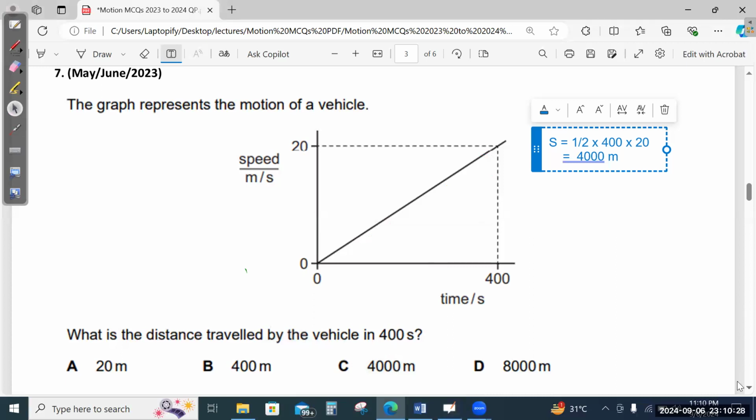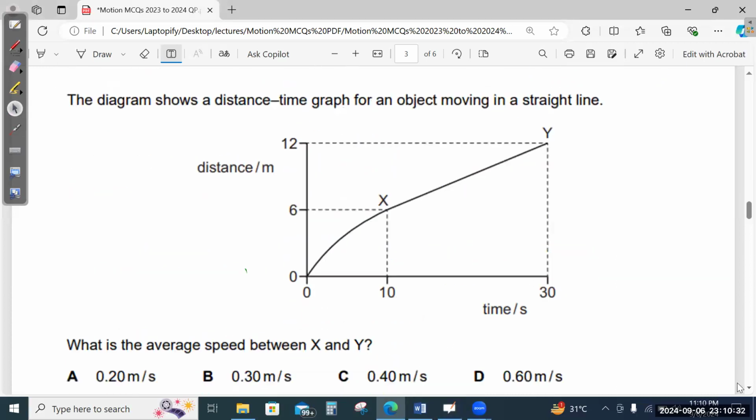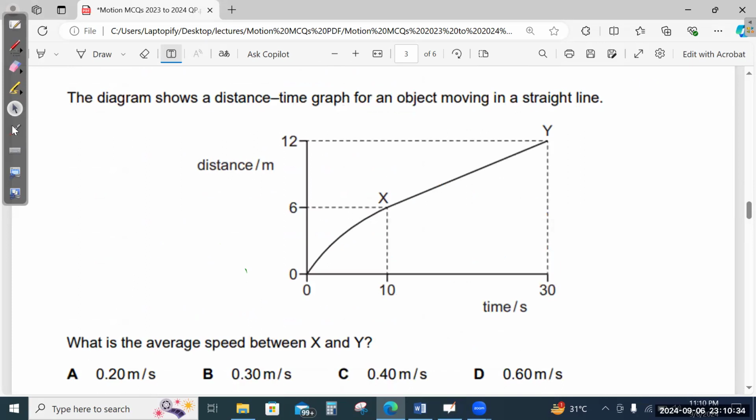Question number 8. Question number 8 is a very simple question. The diagram shows a distance time graph for an object moving in a straight line. If a body is moving in a straight line, the distance diagram is shown, and what is the average speed between x and y? So first of all, you have to understand the meaning of the curve. Initially, the speed is increasing, but then it becomes a straight line after some time, as you look from x to y. So you have to find the speed from point x to point y.